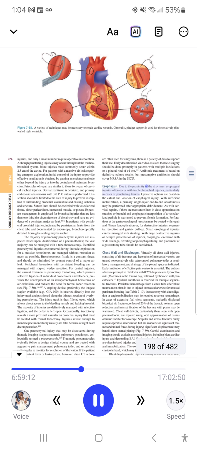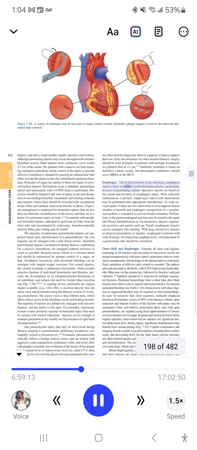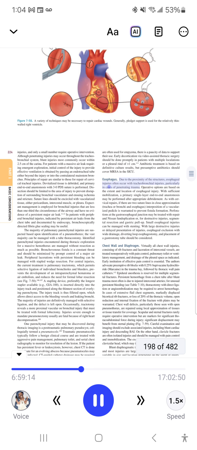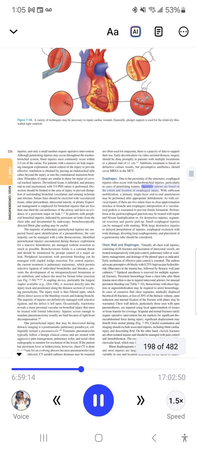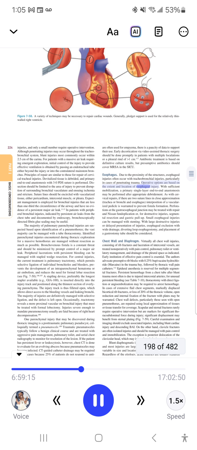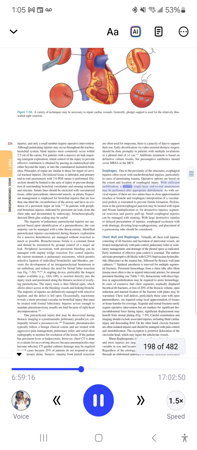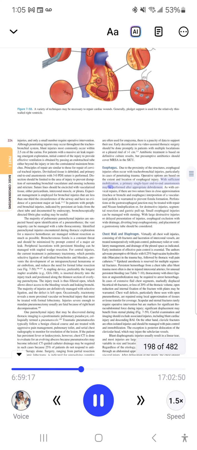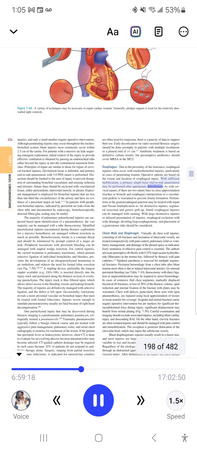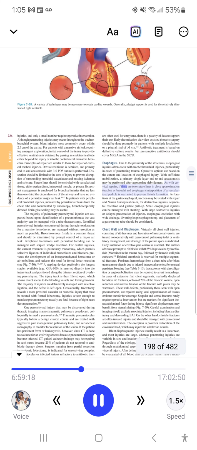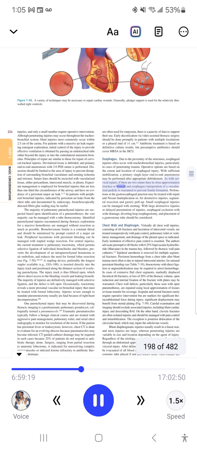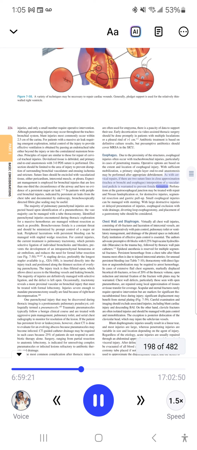Esophagus. Due to the proximity of the structures, esophageal injuries often occur with tracheobronchial injuries, particularly in cases of penetrating trauma. Operative options are based on the extent and location of esophageal injury. With sufficient mobilization, a primary single-layer end-to-end anastomosis may be performed after appropriate debridement. As with cervical repairs, if there are two suture lines in close approximation, trachea or bronchi and esophagus, interposition of a vascularized pedicle is warranted to prevent fistula formation.